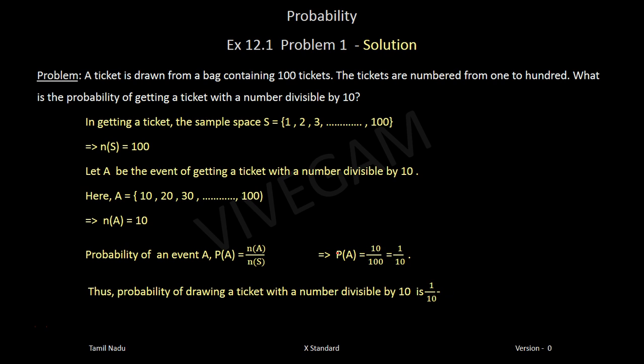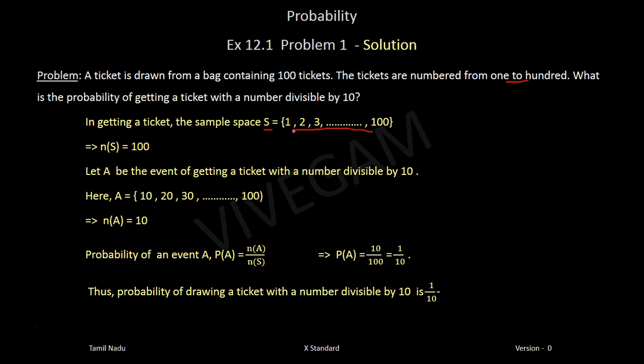So, the solution. In getting the ticket, the first thing we need to do is list the sample space. If this is done, half the problem is done. So what is the sample space? Sample space is a collection of all possible outcomes. It's a set basically, right? There are 100 tickets, and 100 tickets means you will have 100 possible ways. And what are the tickets? The tickets are numbered from 1 to 100.